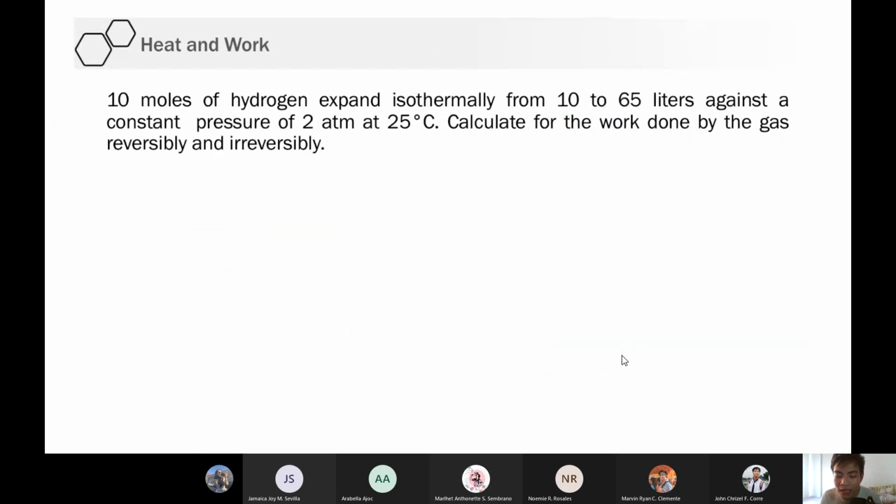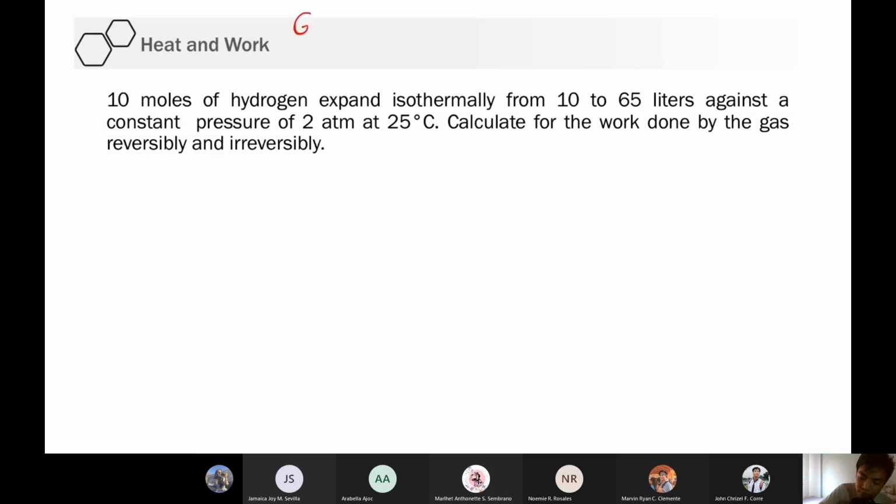Let's try that in application. Malapit na tayo matapos for our session today. And let's try this. 10 moles of hydrogen expand isothermally from 10 to 65 liters against a constant pressure of 2 atm at 25 degrees Celsius. Calculate the work done by the gas reversibly and irreversibly. Okay?